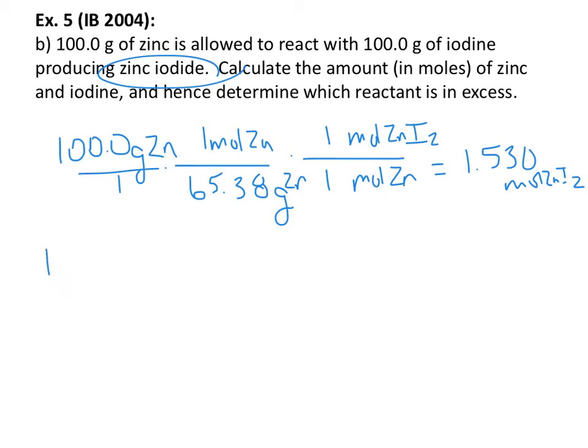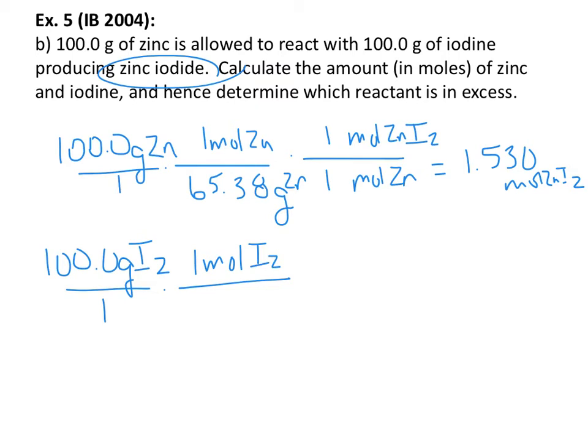So then I'm going to also start with 100 grams of the I2. And so when I convert that to moles, I'm going to use the molar mass of diatomic iodine. Don't forget it's diatomic. This is a huge molar mass, 253.80 grams of I2.